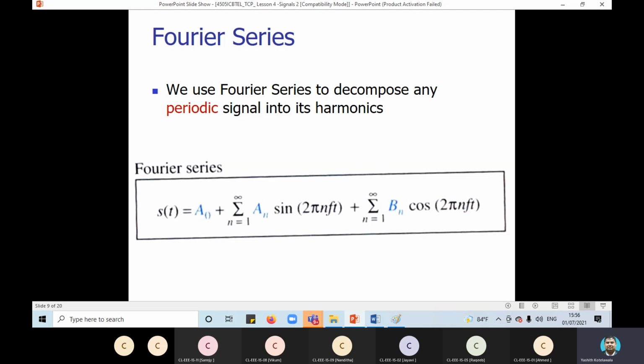So in signals and systems, you will be using those to decompose and see what the components are. Right, students? So this is what Fourier series is all about.